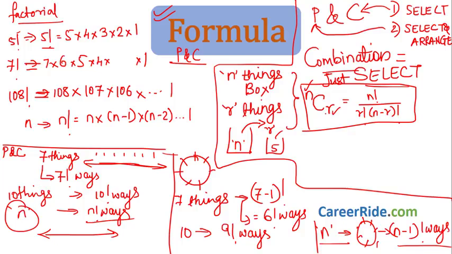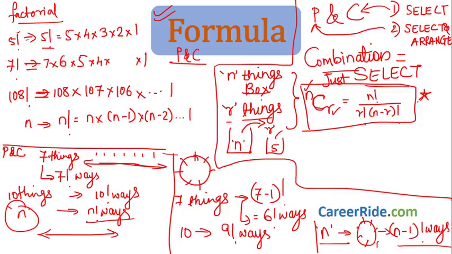nCr. Whenever we have n things in a box, and out of that we want to select r things, what will be the formula? Select means combination, so we'll write C over here. nCr is nothing but n factorial divided by r factorial, and again another term below, that is n minus r factorial, because n is greater than r, right? This is the formula for selection or combination.